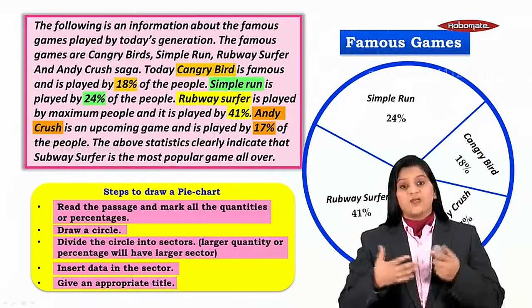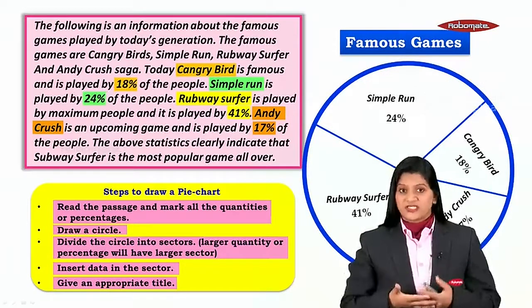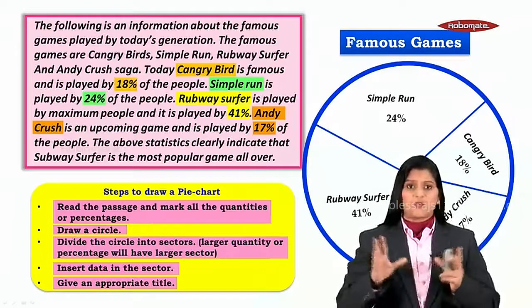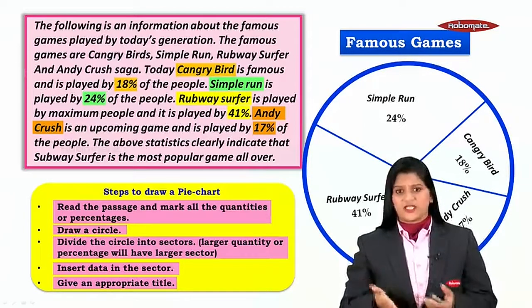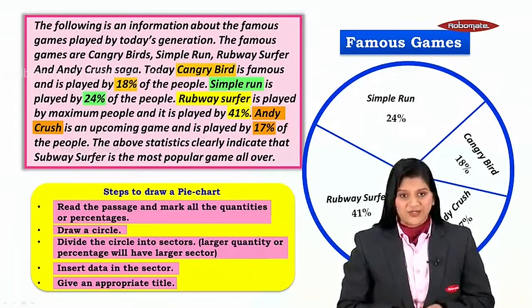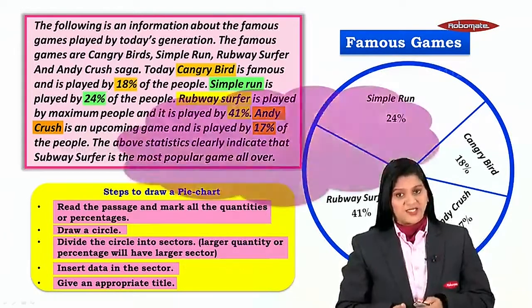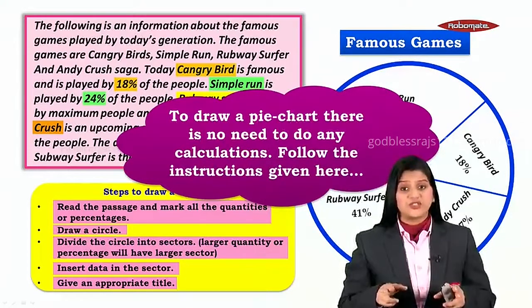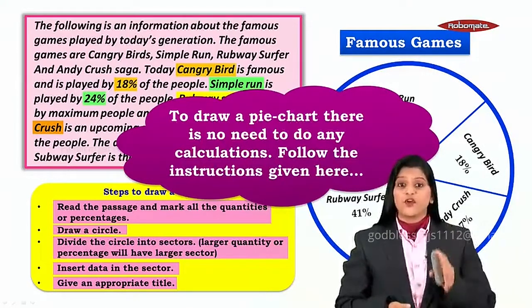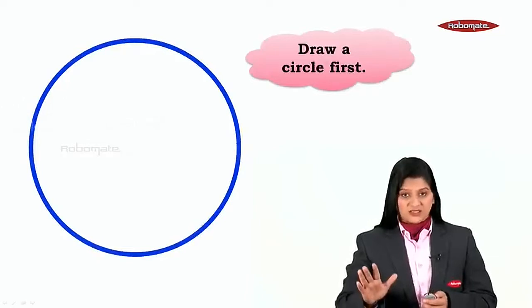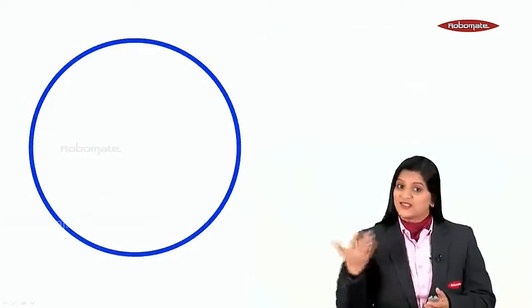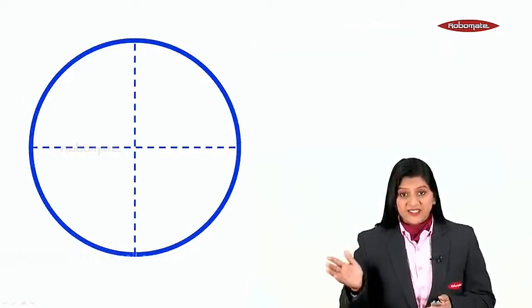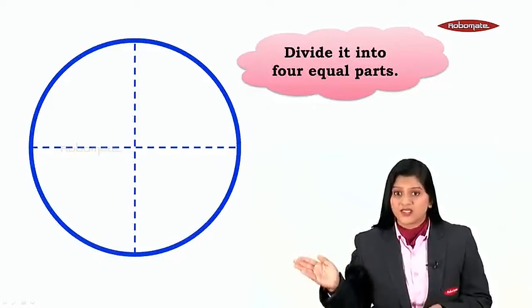Now, I'm sure you're wondering, to draw the circle and to know how big the sector should be, we'll have to do calculations like we do in geometry. There is no need. Understand, to draw a pie chart, there is no need to do any calculation. Follow the instructions given here now. I'll be giving you some information. First of all, draw a circle, and then this is a trick. Divide it into 4 equal parts.